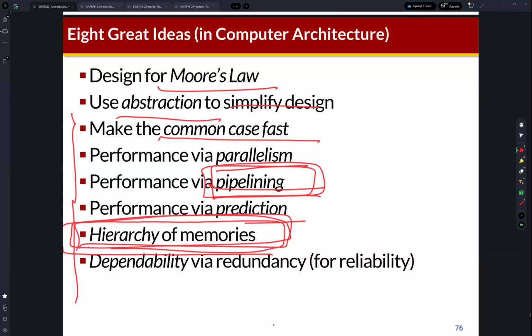And then dependability via redundancy. This is for reliability. So actually, the computer architects have developed better CPUs based on these approaches. Okay, so this is called the 8 great ideas. In the textbook, Hennessy and Patterson mention these 8 great ideas.